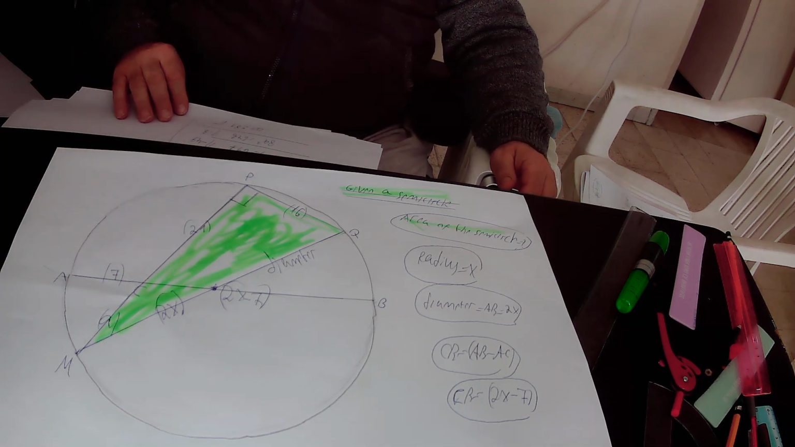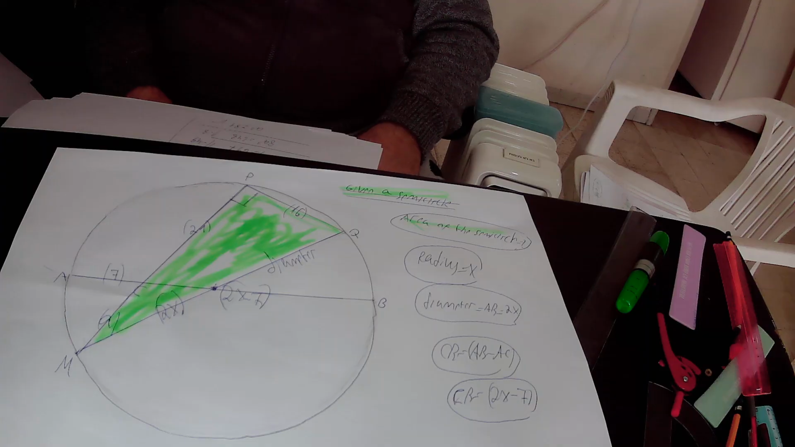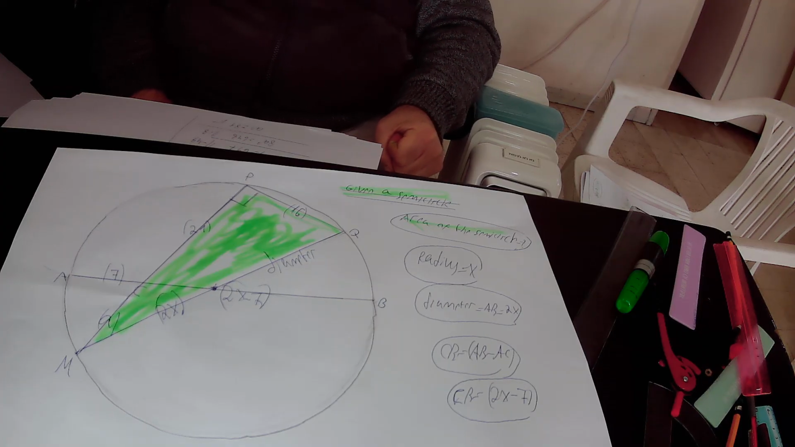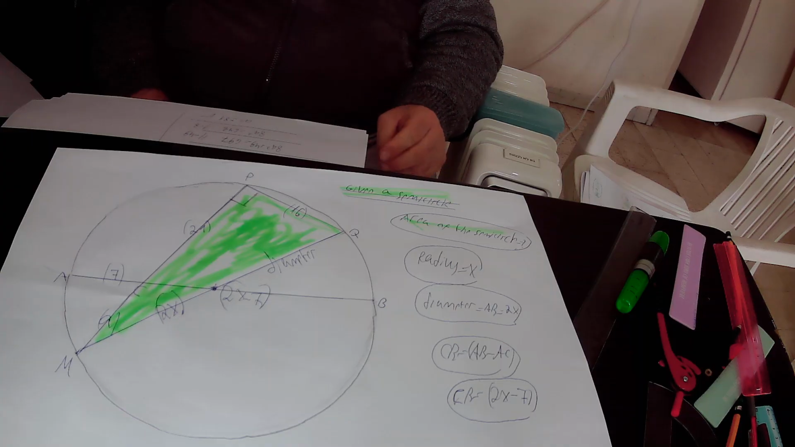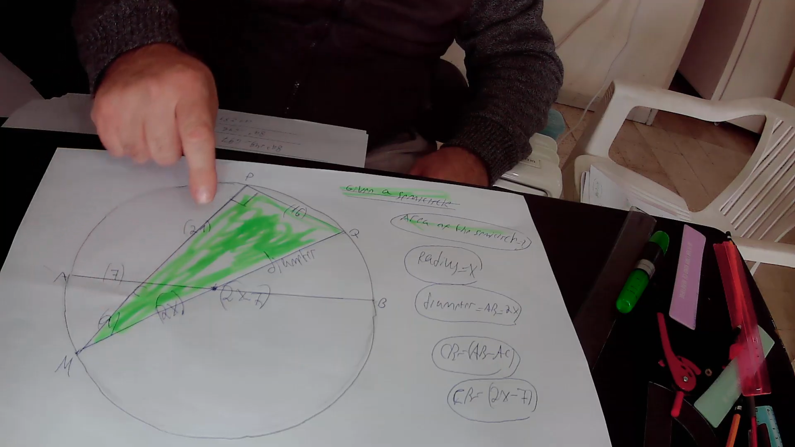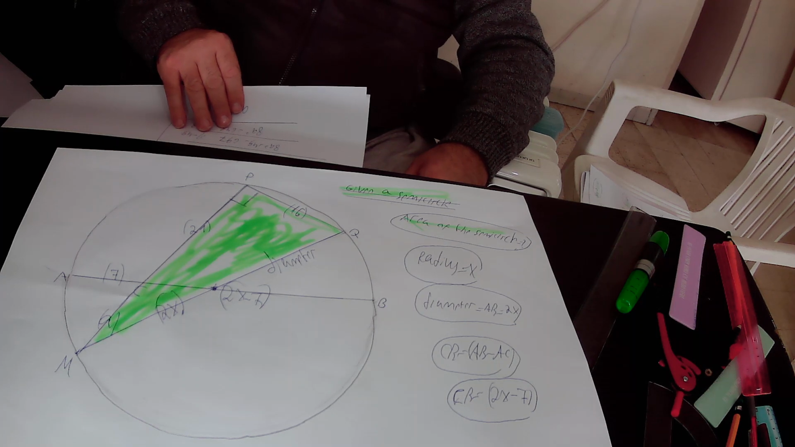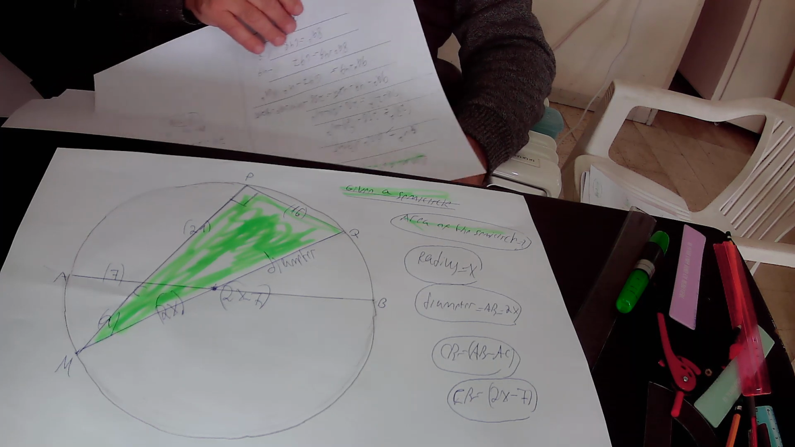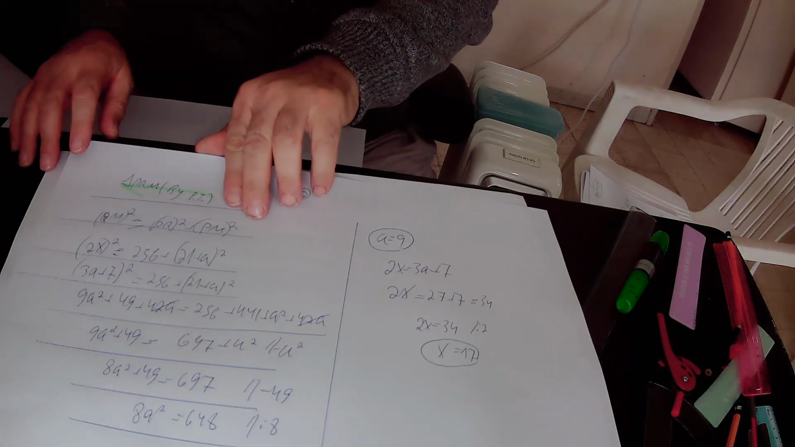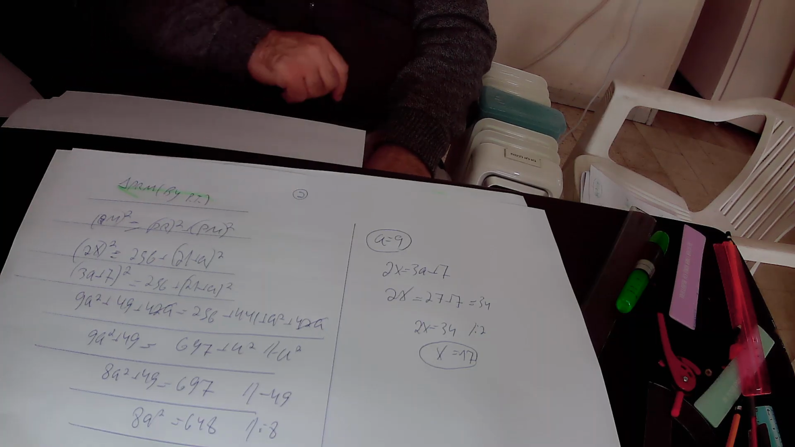The next step, we implement the Pythagoras theorem on this green triangle PMQ. According to the Pythagoras theorem, in a right triangle, the square of the hypotenuse equals the sum of the squares of the perpendiculars. So in this right triangle MPQ, according to the Pythagoras theorem, QM squared, that is the square of the hypotenuse, equals PQ squared plus PM squared.